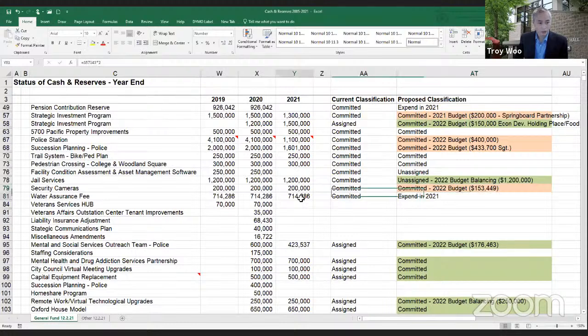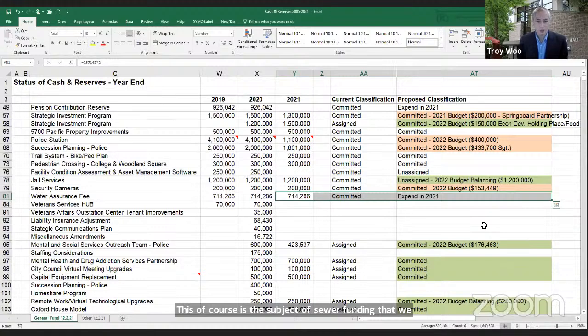The water assurance fee, we're basically asking the council to uncommit those funds. This, of course, is the septic to sewer funding that we identified, I think, 3 years ago. Of course, the council directed staff and the rate consultant to include that in the current rates, which we did, and the council adopted at your last council meeting.